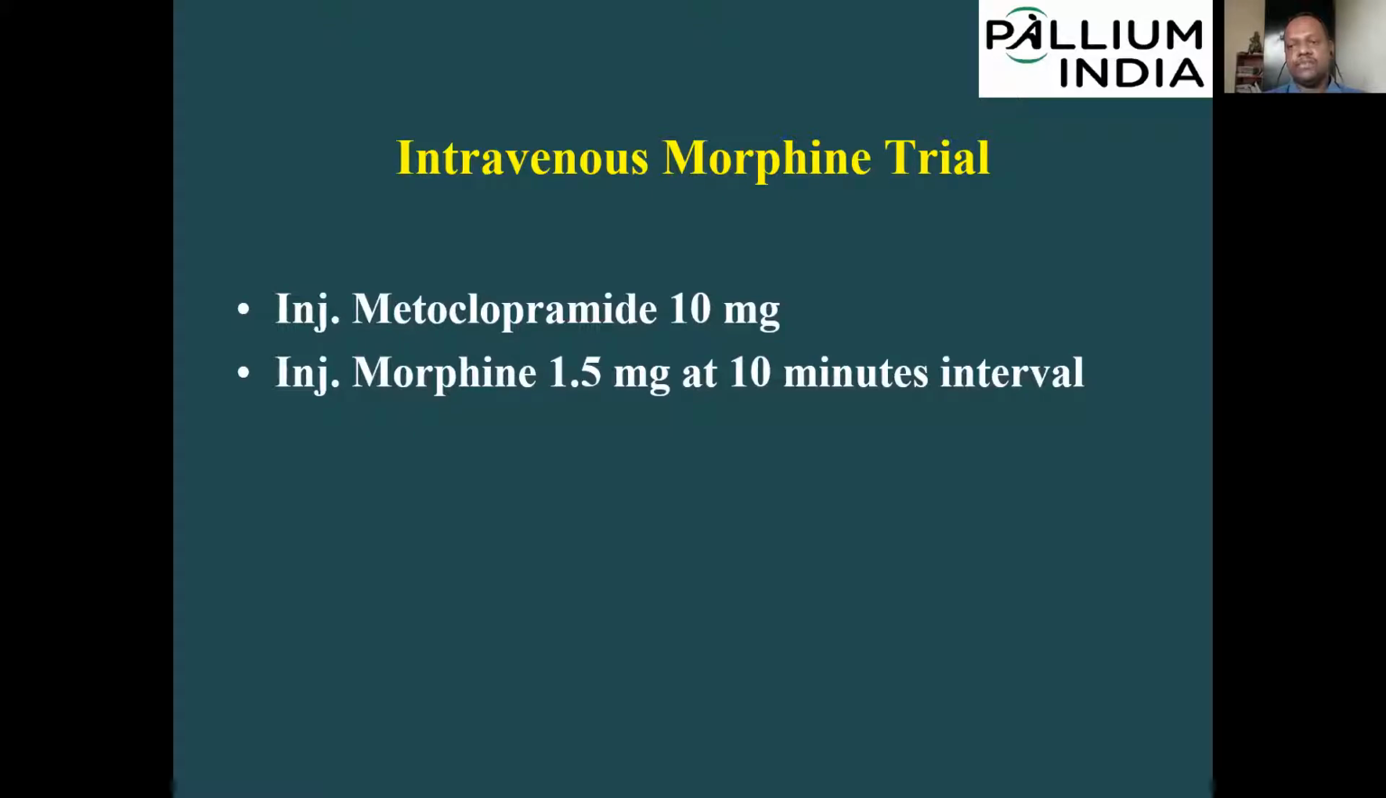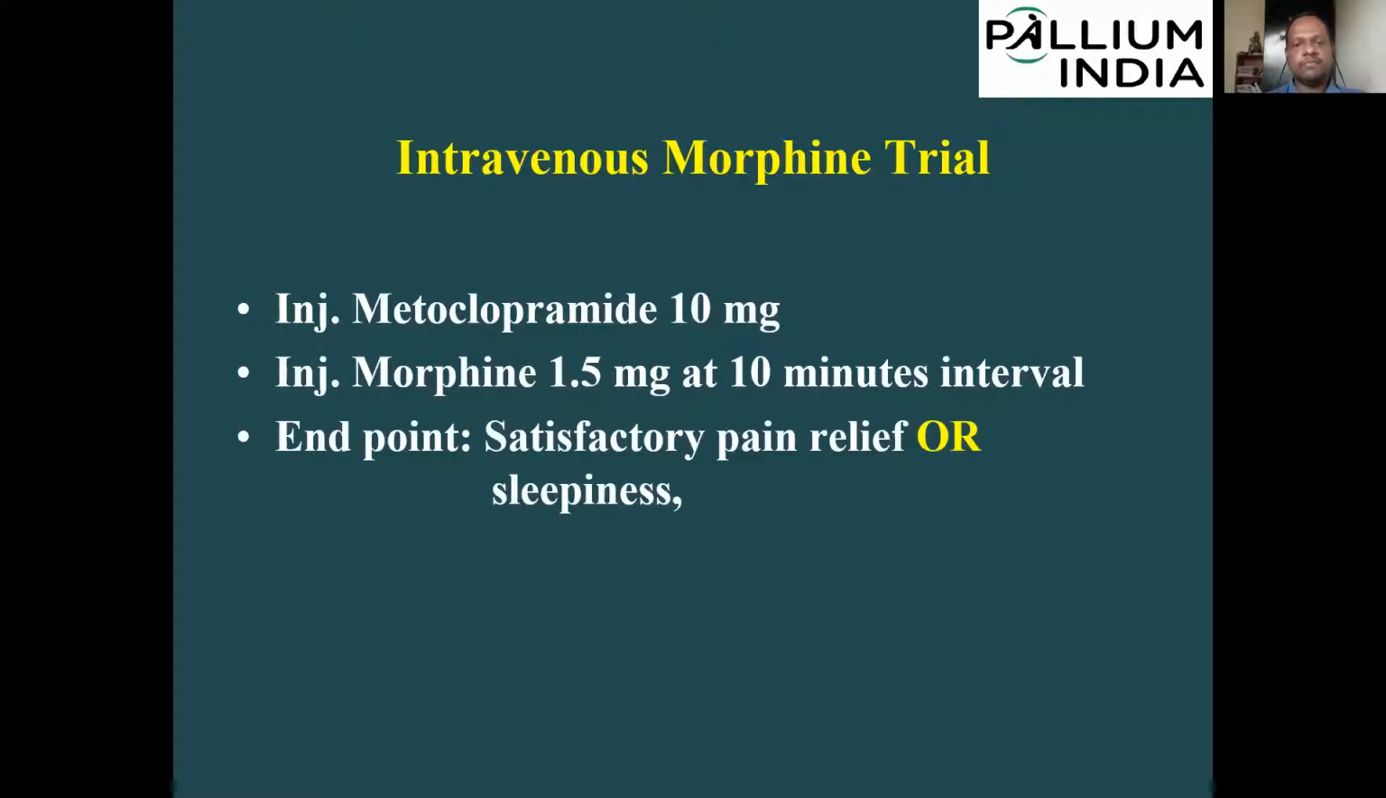And when would you stop injection morphine trial? So the endpoint is either satisfactory pain relief or sleepiness, whichever is first. Sometimes the patient may not have satisfactory pain relief, but may develop drowsiness. So you have to stop. That's an indication to stop the morphine titration. That's the importance of sleepiness.